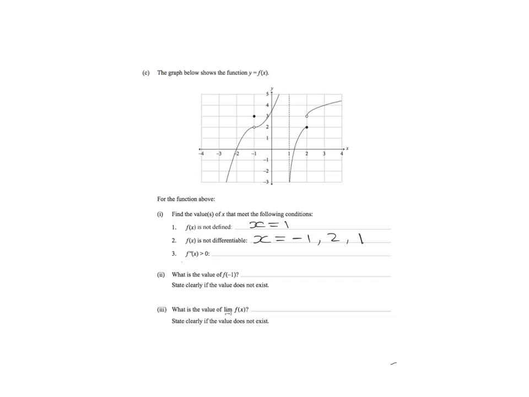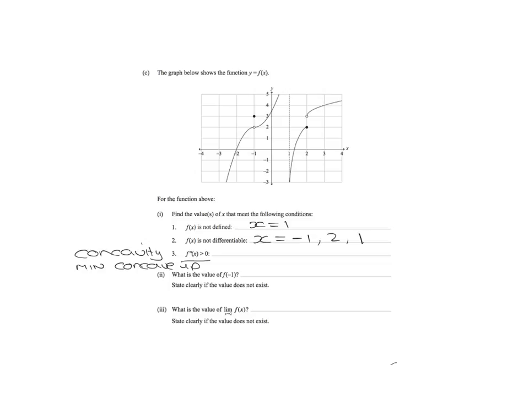Now in part 3, they ask for when f double prime of x is greater than 0. Whenever they give you something with f double prime of x, they're talking about concavity. Now, if you think about your turning points, when f double prime of x is greater than 0, it means it's positive. So it's like when it's a minimum, in which case on a minimum it's concave up.